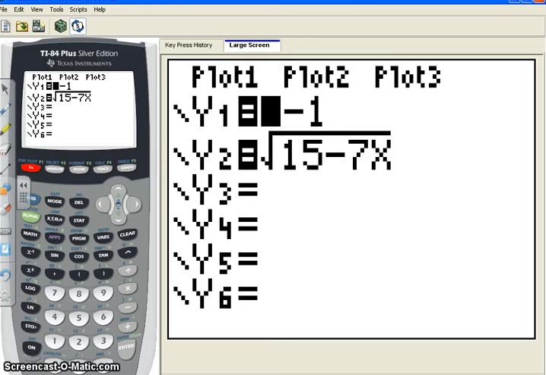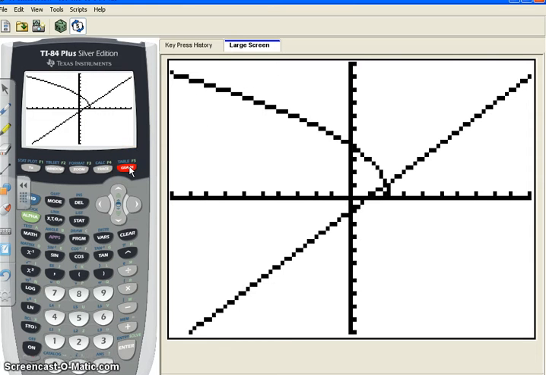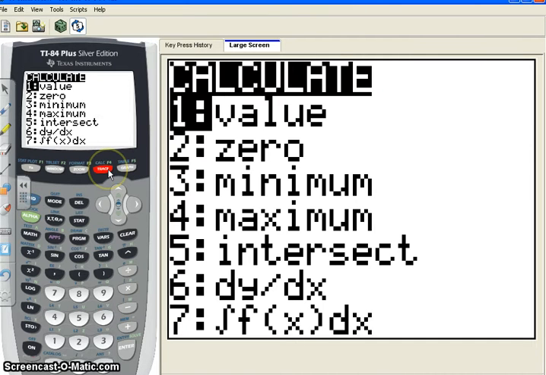I'm going to do a little check of this on my calculator. So my x minus 1 is on the left, my square root of 15 minus 7x is on the right. When I graph, here they are. And notice my curve and my line are only intersecting in one spot there. Let's find that intersection spot.